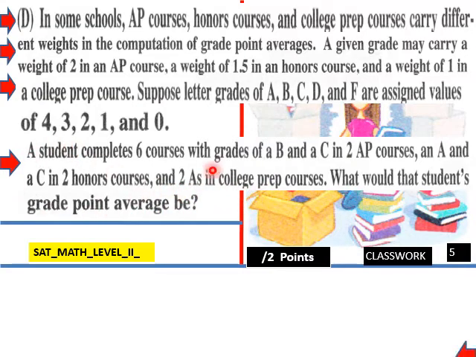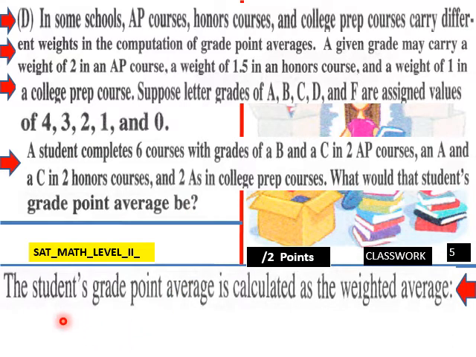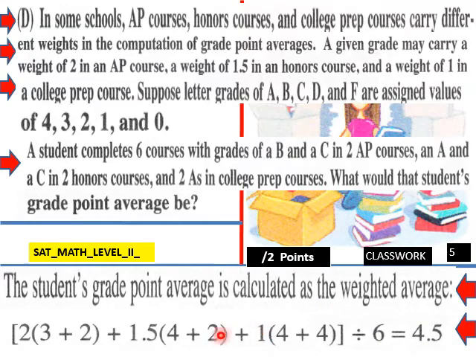With this situation here, the student's grade point average is calculated as the weighted average. So here we have 2 times 3 plus 2, plus 1.5 times 4 plus 2, and then 1 times 4 plus 4. So divided by 6. We have 6 courses here, and we come up with a 4.5.